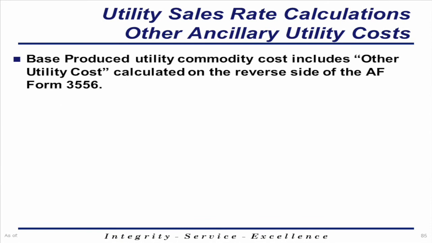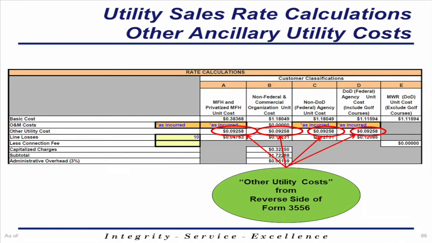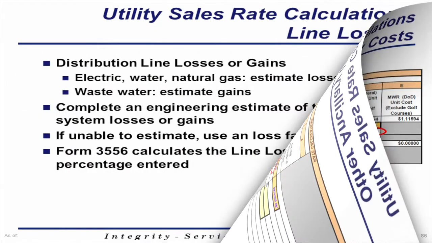We talked previously about other utility costs. This cost was calculated on the reverse side of the 3556, and now we're going to show you where that shows up on the 3556 front side. You can see here's the rate calculation section, the line item for other utility costs. You can see that this shows up on that line of the utility costs from the reverse side of the Form 3556. In this example, which is the base produced water, this was the cost of electricity used for pumping water from the wells. We'll talk about line losses on this slide.